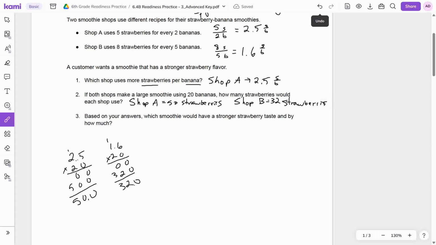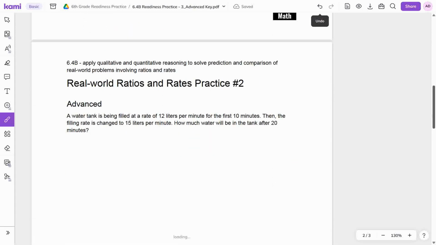Now, based on your answers, which smoothie would have a stronger strawberry taste? Okay, shop A. By how much? So if we're looking at that 20 banana smoothie, I just need to find the difference. So what's the difference between 50 and 32? Shop A by 18 strawberries. Because 50 minus 32 is going to give me 18. That's the difference. That's what I'm reporting by how much stronger it is. It's got 18 more strawberries for its smoothie.